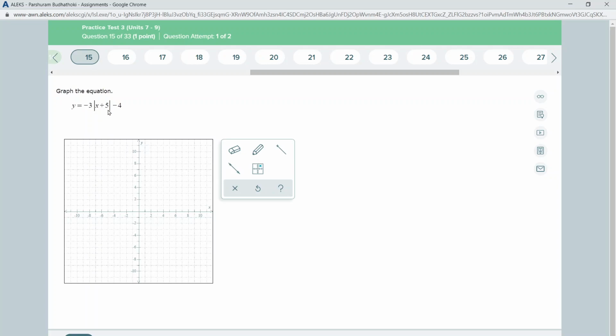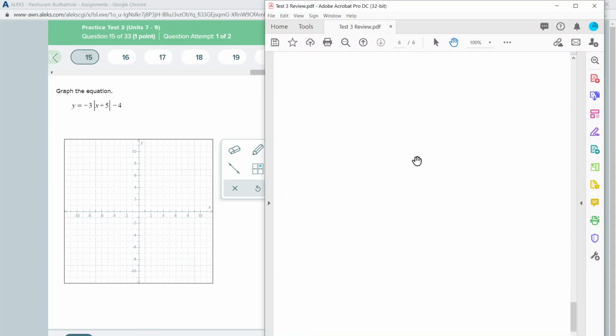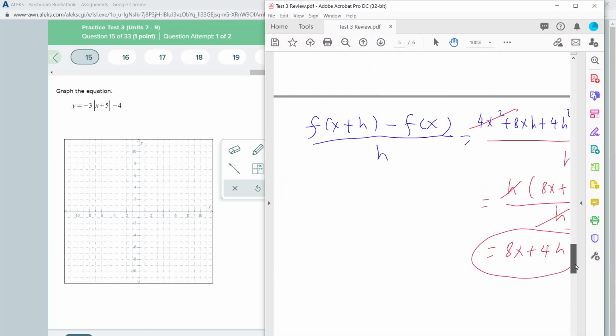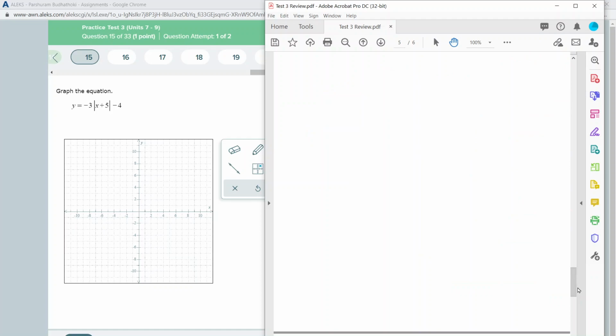Problem 15, plot the graph of the equation. Remember, this is an absolute value function, so we have to start with the absolute value function, and we have to shift it 5 units to the left, and then after that there is a negative sign, so we have to reflect it, and then after that we have to stretch it by 3, and then finally shift the graph 4 units down. That's how we have to do it. So there are steps you need to follow for this graph for problem 15.